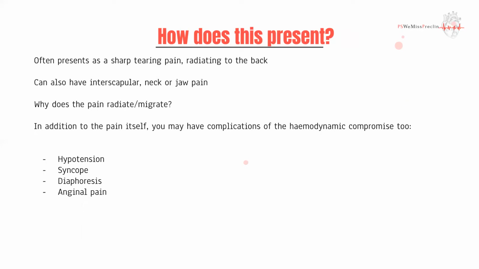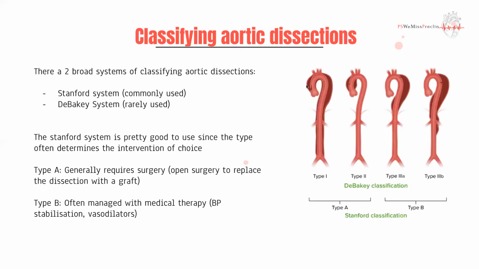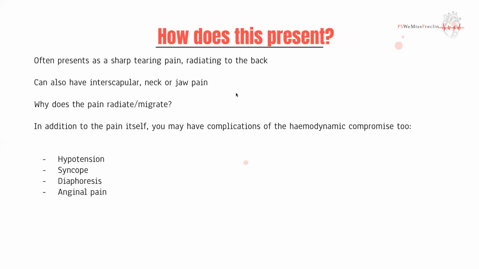Now, a question arises, well, why does the pain radiate or why does it migrate? And if we go back to our picture here, as you can see, it starts off with a single tear, right? But over time that can spread. And as it tears through the cavity between the tunica intima and the tunica media, that would cause pain, which is why it often presents as a migratory or a radiatory pain.